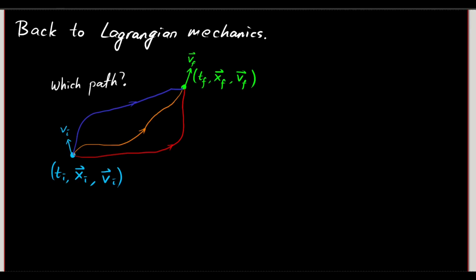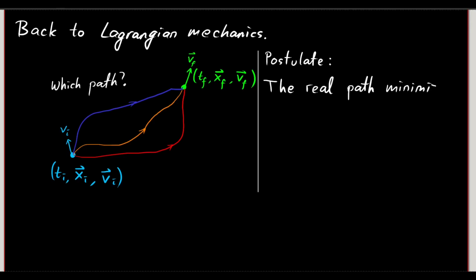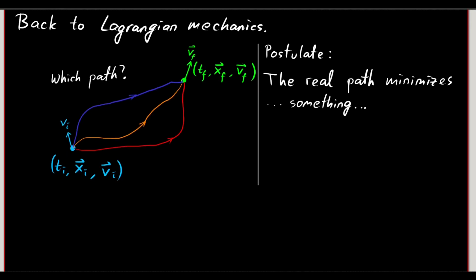Now, from what I've heard, Joseph Louis Lagrange was inspired by Fermat's principle. That is the principle that light takes the path of least time. It minimizes time. So perhaps this is the postulate: the real path that this object takes minimizes something, just like light. Let's call that something S.